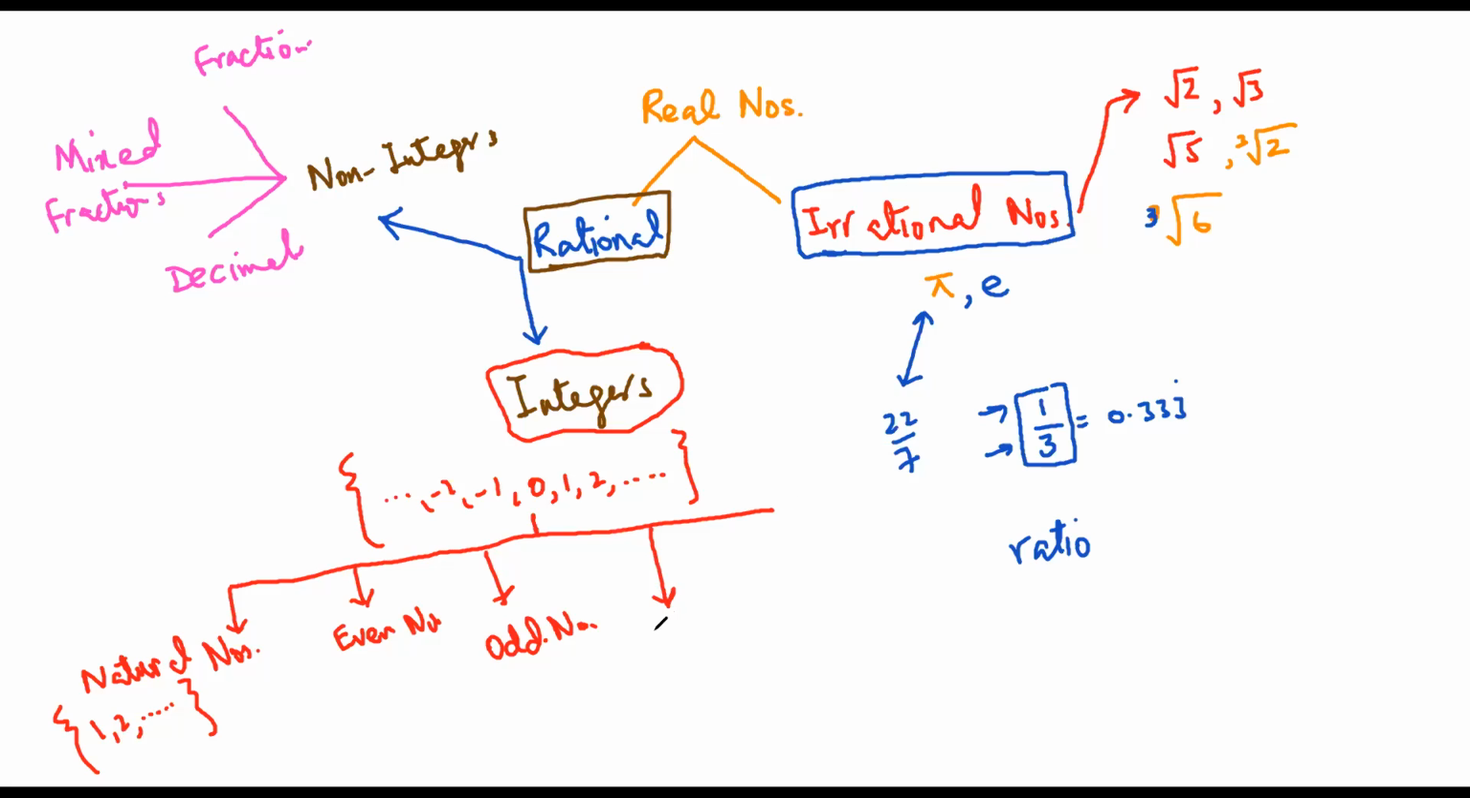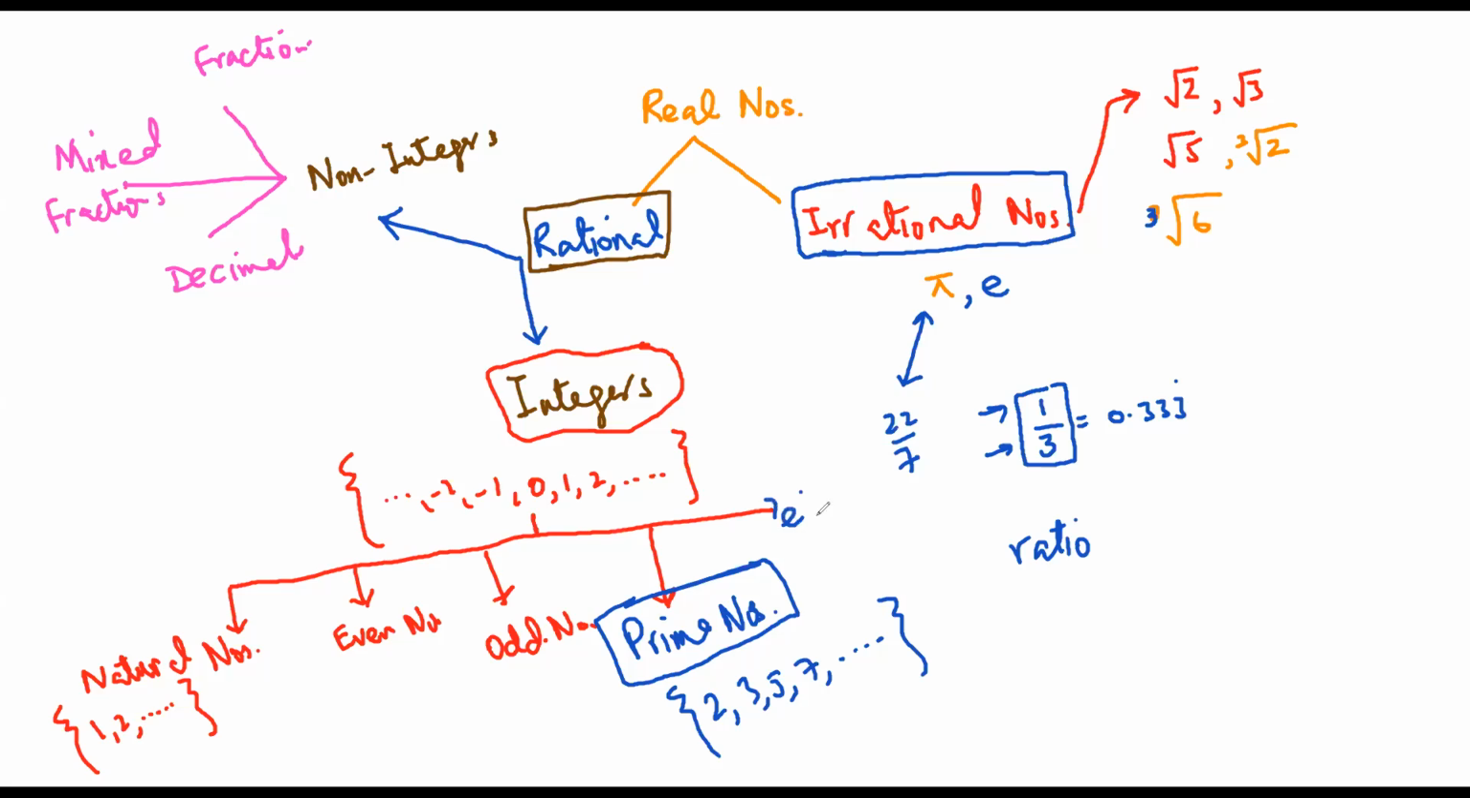There is another kind of number that you should be very familiar with: the prime numbers. I'm writing this in a different color. Prime numbers start from 2: 2, 3, 5, 7. These numbers have only two factors, one is itself, the other is the number 1. Then you have the negative integers, and so many different kinds of numbers, the squared numbers, the composite numbers, etc.